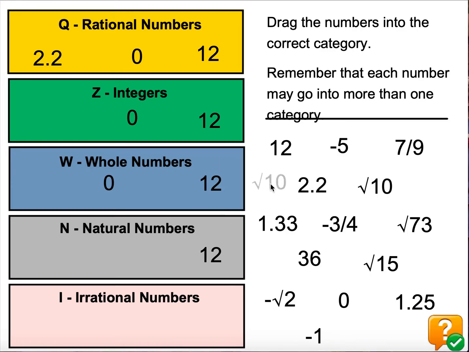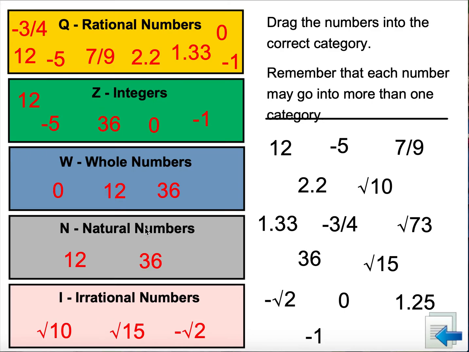All right, root 10. If you type in root 10 on your calculator, you'll see that the decimal keeps going. There's no pattern. When I put it on my phone vertically, it only goes a few digits, but when I tilt it horizontally, it goes even more. And there's no repeating pattern. The decimal doesn't stop. We cannot write it as a fraction, so therefore it would have to be an irrational number.